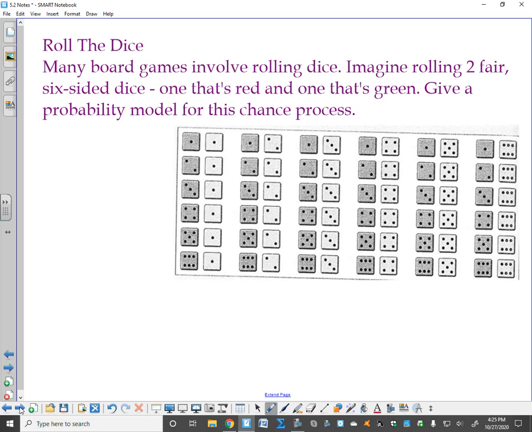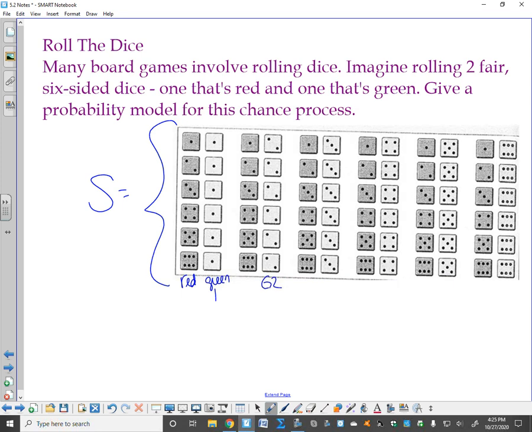So the picture that you see is its sample space. We'll say that the dark one is red and the lighter one is green. If I look at the first column, they left the green as a 1 and then did all possible combinations of the red. Then they flipped the green to 2 and did all possible combinations of the red. So there's a systematic way to do this. So there is your sample space.